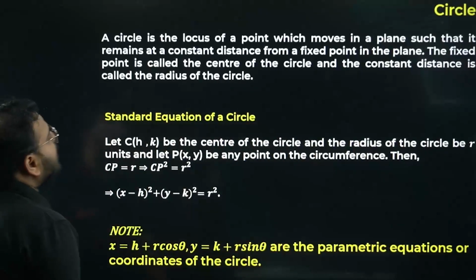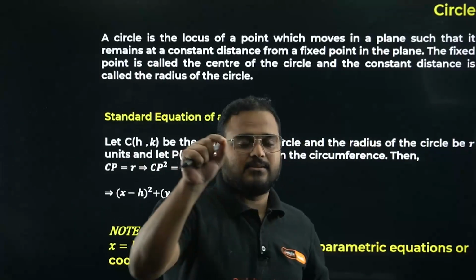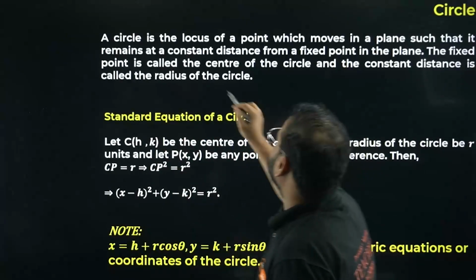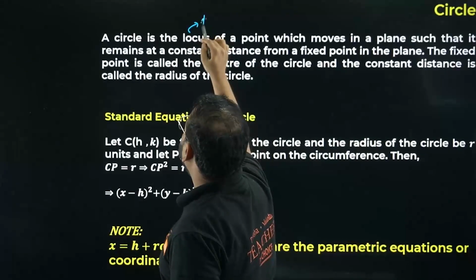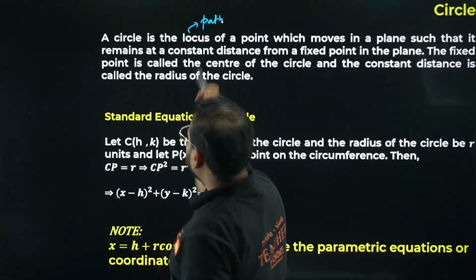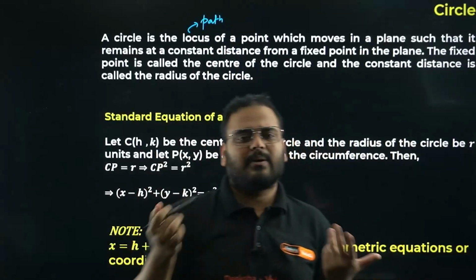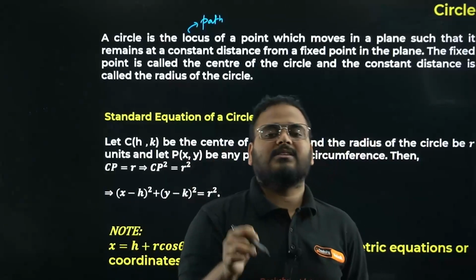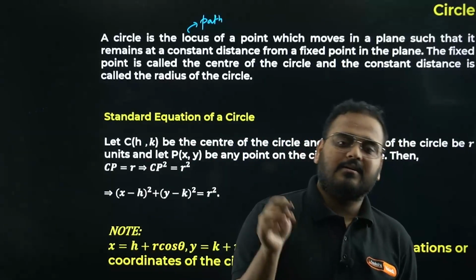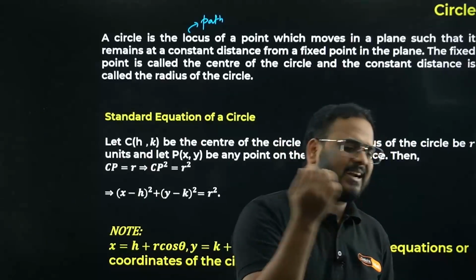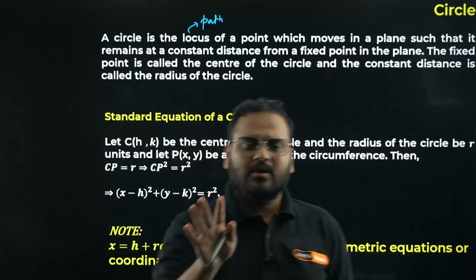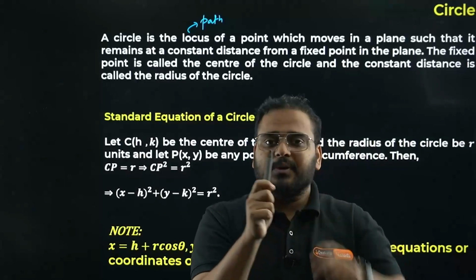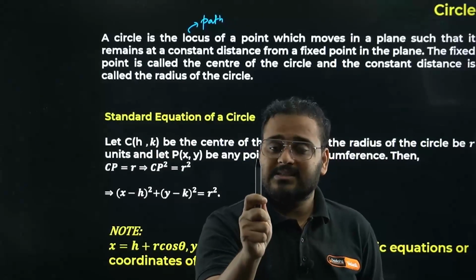A circle is the locus of a point. What is the meaning of locus? Locus means path. Let's say my path of going home will be a certain way: I go first from in front of my house, take a straight 50 meters, then take a left. That's the path. In the same way, let's call the tip of this pen a point. This point has a path.